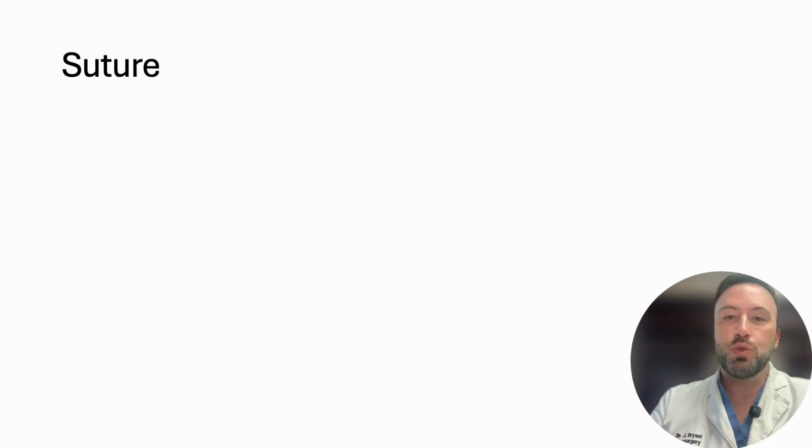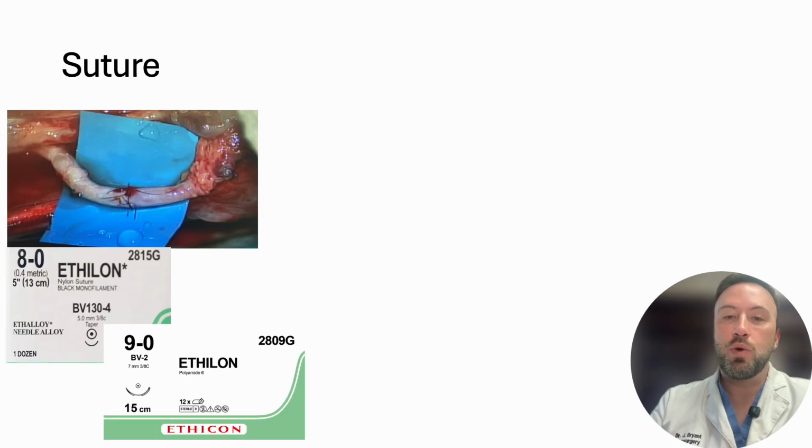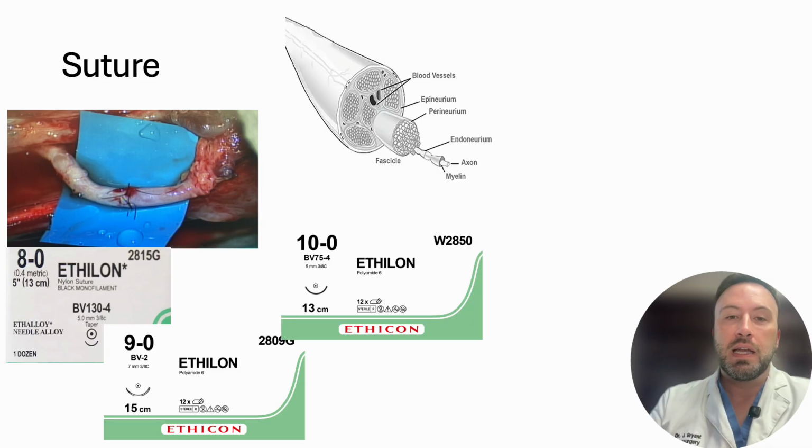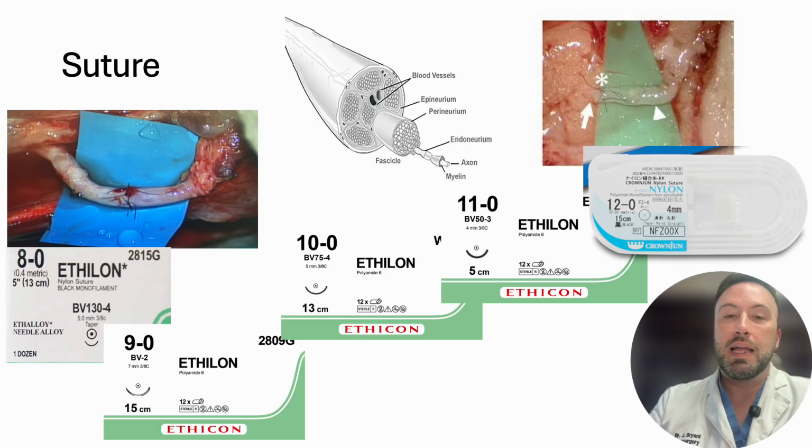A variety of sutures are used for different microsurgery applications. Some commonly used suture sizes are 8/0 and 9/0 nylon sutures, which are commonly used for free flap blood vessel anastomosis. 9/0 and 10/0 nylon are commonly used in free flap nerve repair. 11/0 and 12/0 nylon sutures are commonly used for lymphatic surgery and supermicrosurgery.